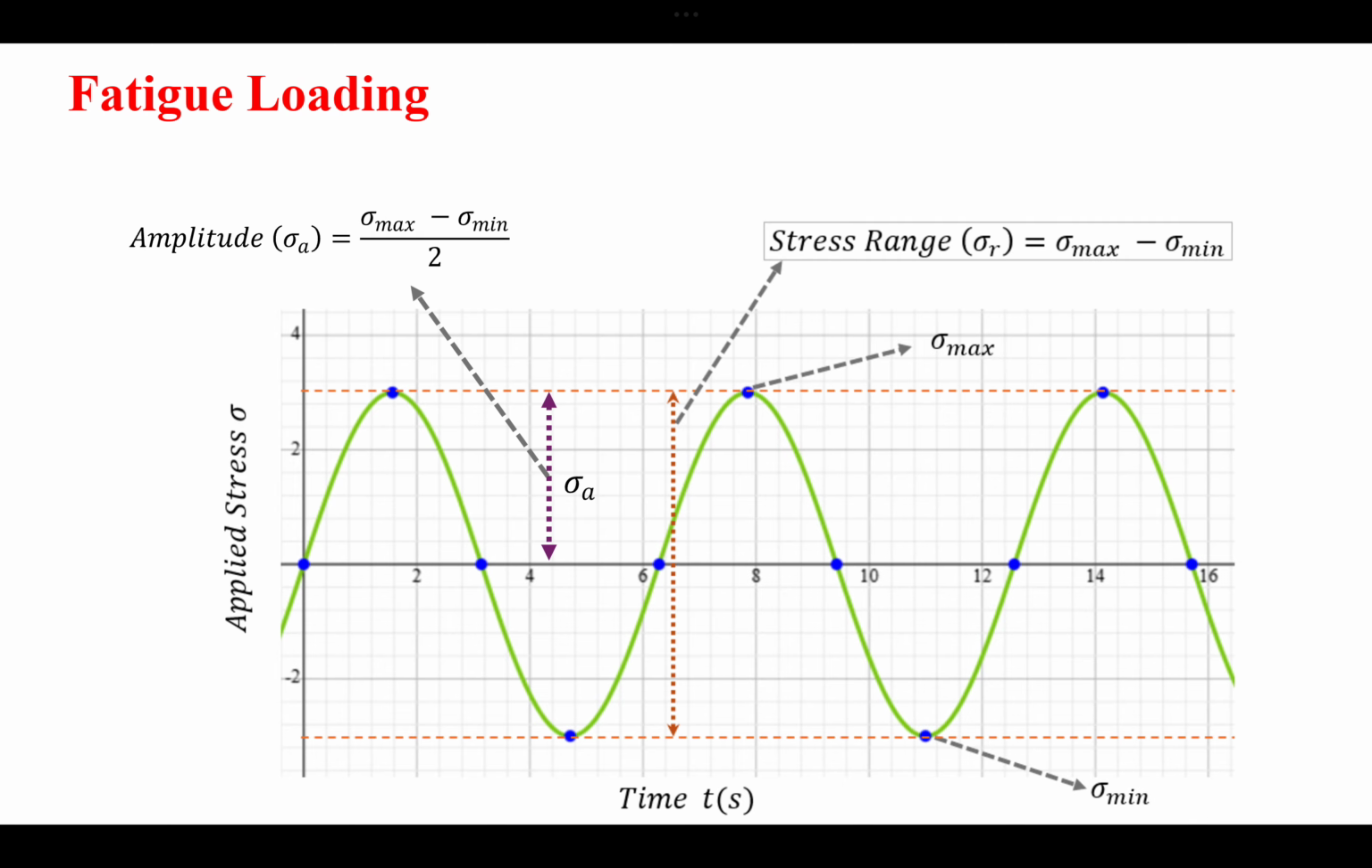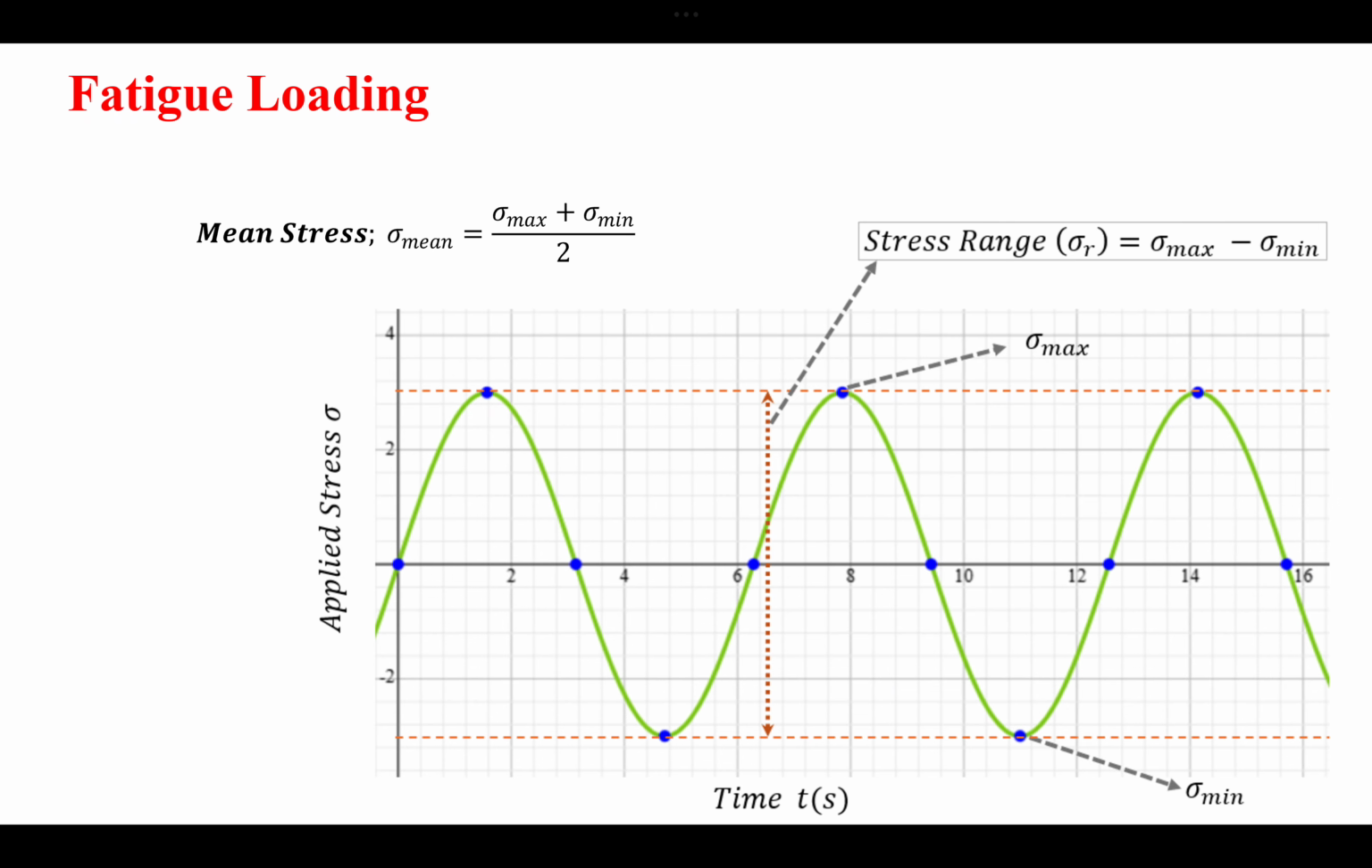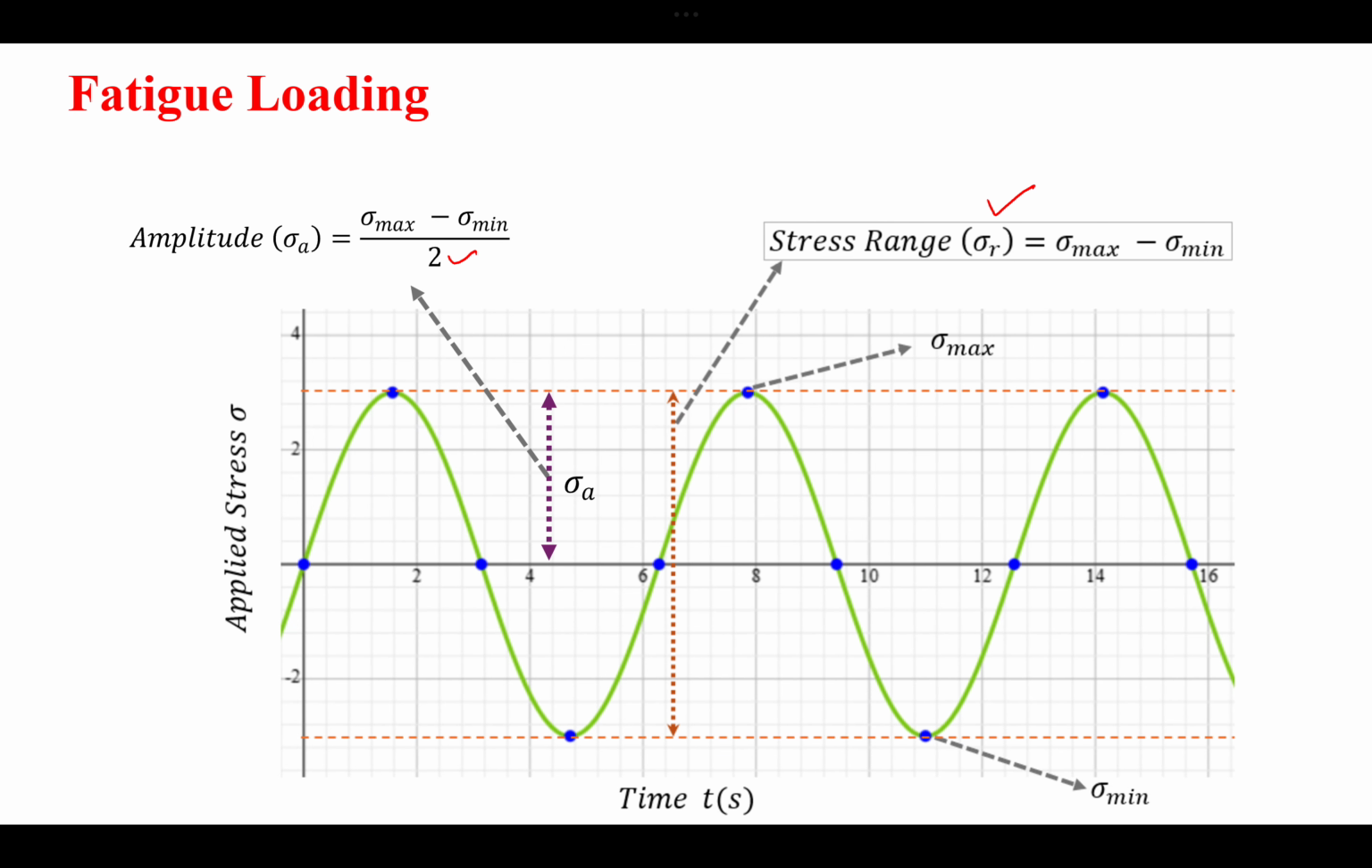Additionally, we need to know the amplitude of the signal. That is whatever your stress range is, it would be half of the stress range. So you divide it by 2: sigma max minus sigma min gives you the stress range, which is this line, and then you divide it by 2. This gives you the amplitude. Amplitude is generally the maximum displacement from the mean position of the force. So if this is the mean position, it would be half of the total range of the stress.